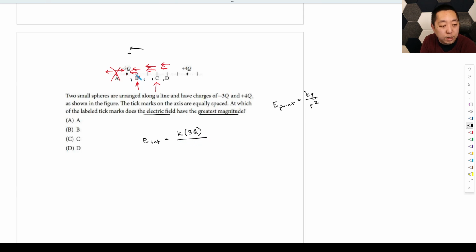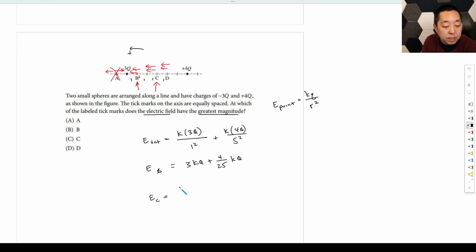Now the distance from there to there is 1, so we'll just make it 1 squared. Now it's not exactly 1 meter, but it's a proxy for whatever the unit of 1 is. So we might as well just say 1. Plus K times this charge, 4Q, also pointing to the left. And how far is that away? 1, 2, 3, 4, 5. 5 squared. So this is going to be 3KQ plus 4/25 KQ. So this is the electric field at B.